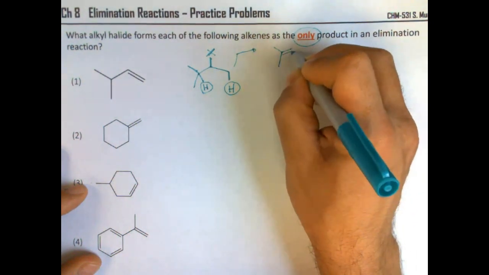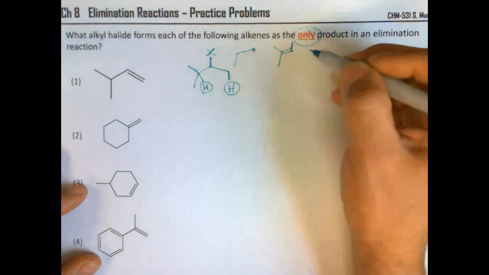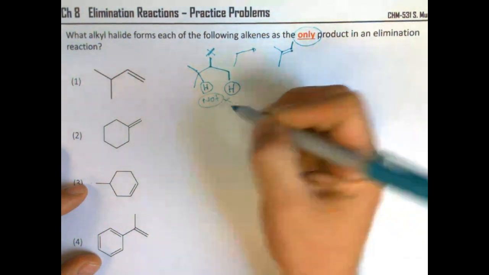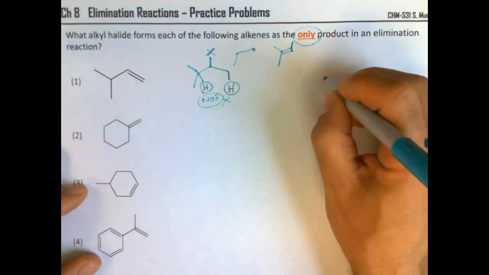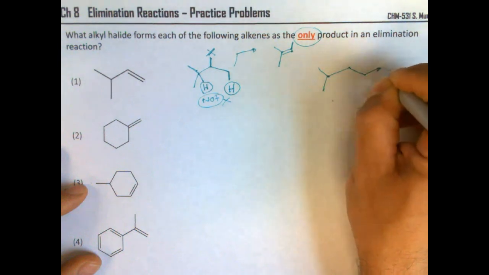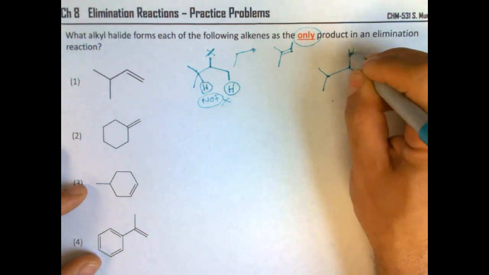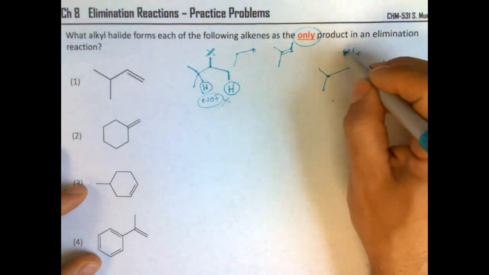And it's not going to be the only product that we would get. And so this will be an incorrect answer. Now, the one that would give you this and only this would be something like this, in which we only have one possibility for beta hydrogen to be removed. And it's this one right here.